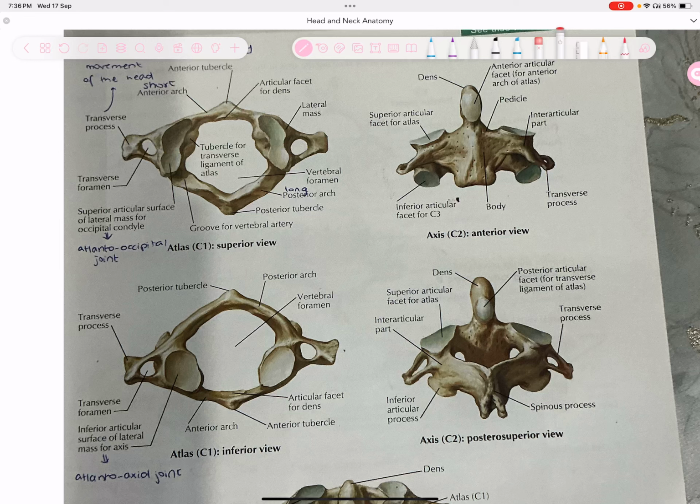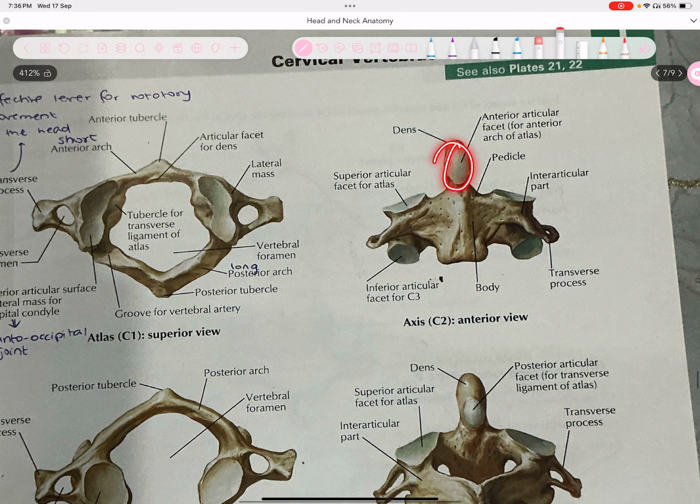Okay, let's continue. So we're talking about the second cervical vertebra, which is also known as the axis. It is identified by the presence of the dens or odontoid process, which is basically a tooth-like process, and it's really strong and projects upwards from the body. The dens is believed to represent the centrum, also known as the vertebral body.